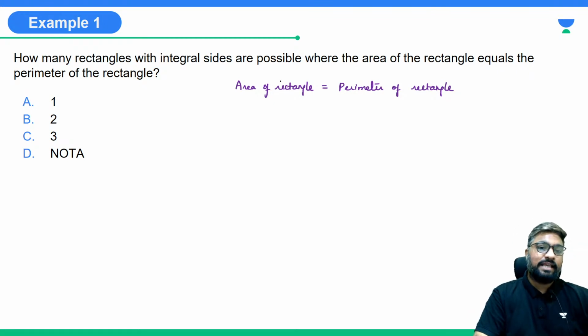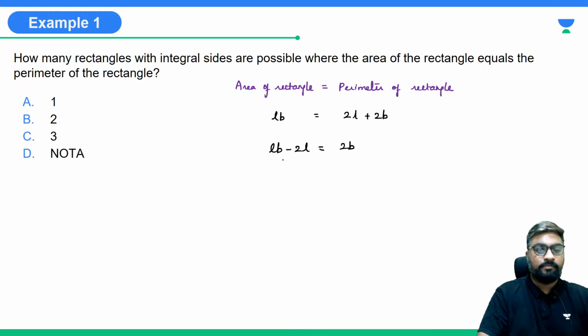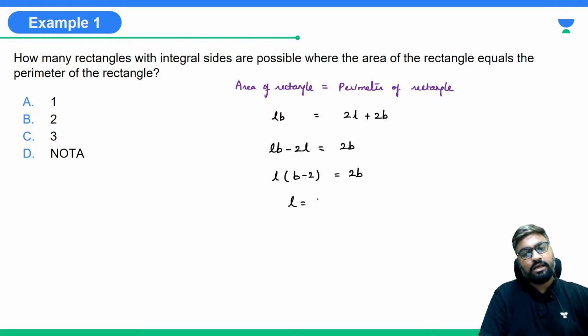Okay, we'll try this. They're saying area of rectangle should be equal to the perimeter of the rectangle. We know area of the rectangle is L into B, and perimeter will be 2L plus 2B, correct? 2 times L and 2 times B. So from here, let's bring this 2L to this side. We will have L into B minus 2L equal to 2 times B. Let's take L out common. So we will have L into B minus 2 equal to 2B, or L will be equal to 2B by B minus 2.